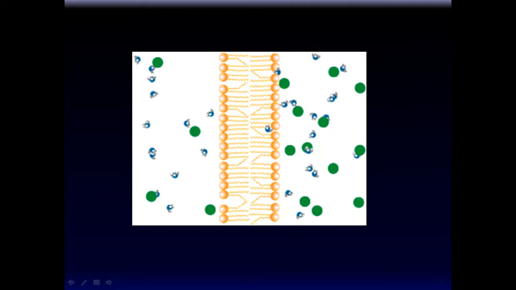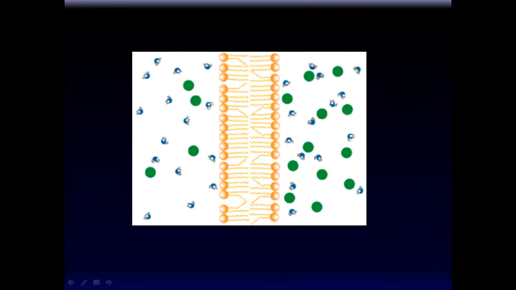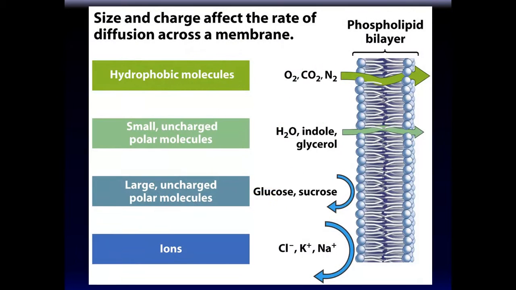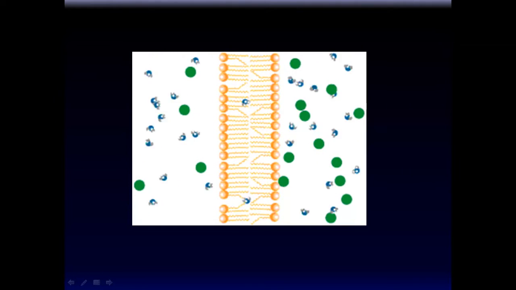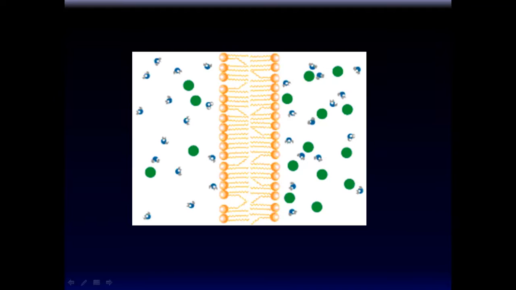Now, here's a visual depiction of the same. These tiny things are water molecules, and these are some other bigger molecules. You'll see readily that the water molecule is able to get through, and the green ones are not able to get through. In this depiction, you also notice something interesting. The water is going to go from here to here.